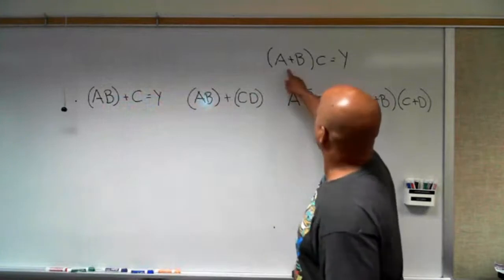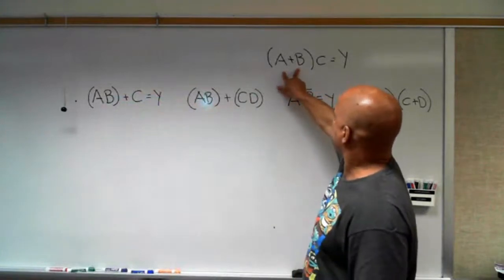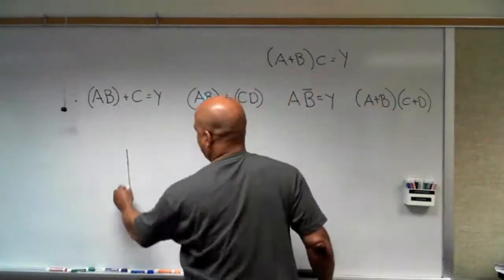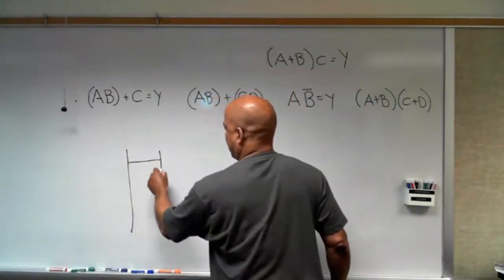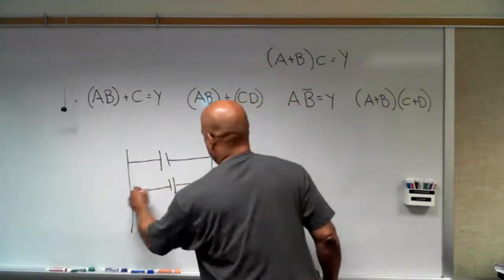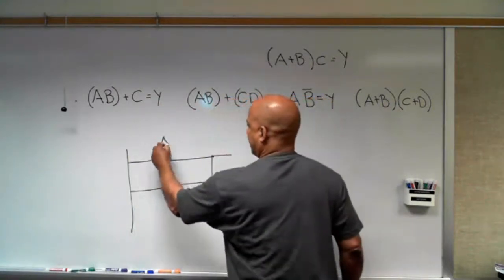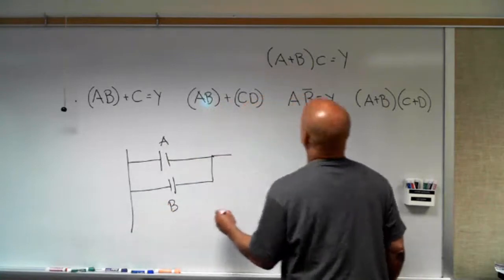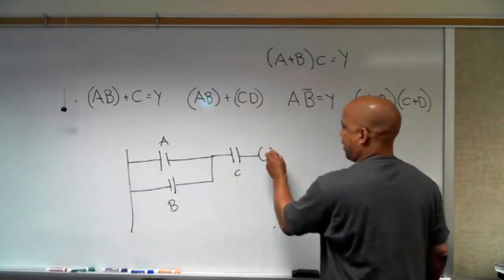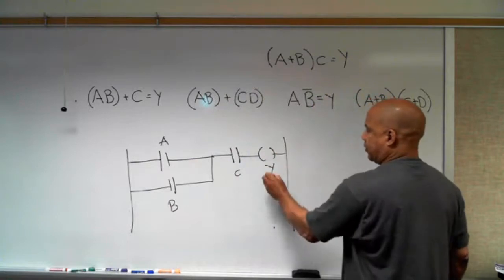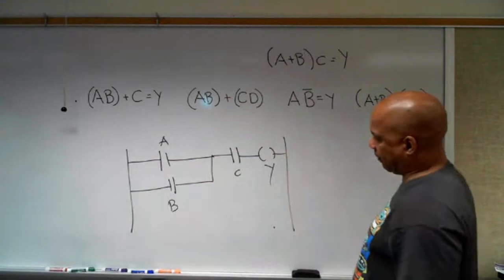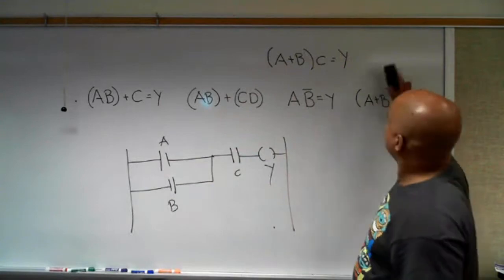So here, this time I have an OR and I have an AND. And you can really show that in any order, but we'll just take the order that is shown in the expression. So I have this branch, and this would be contact A, contact B, and I AND that with C. And I have my output Y. So the control ladder for that expression is as shown.